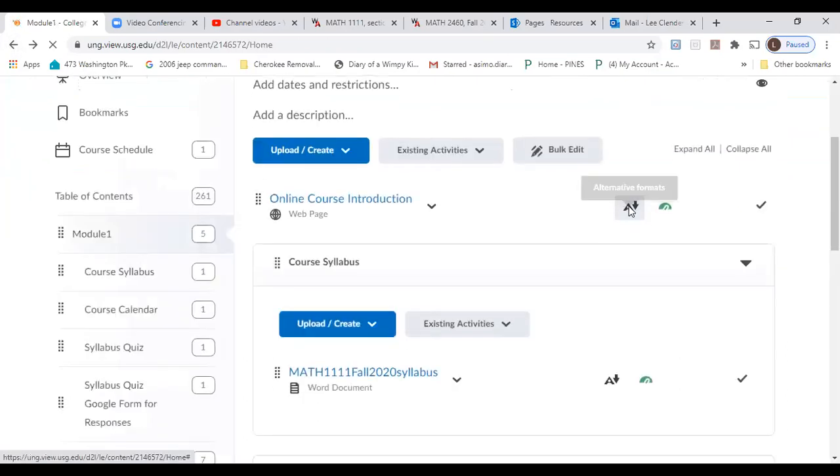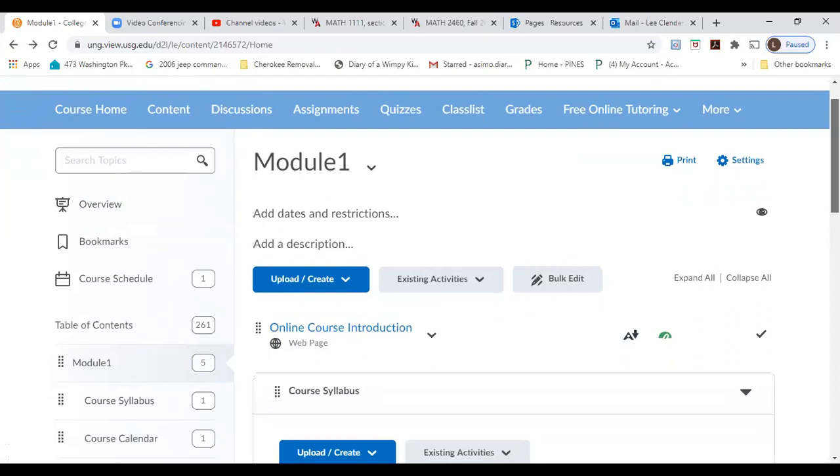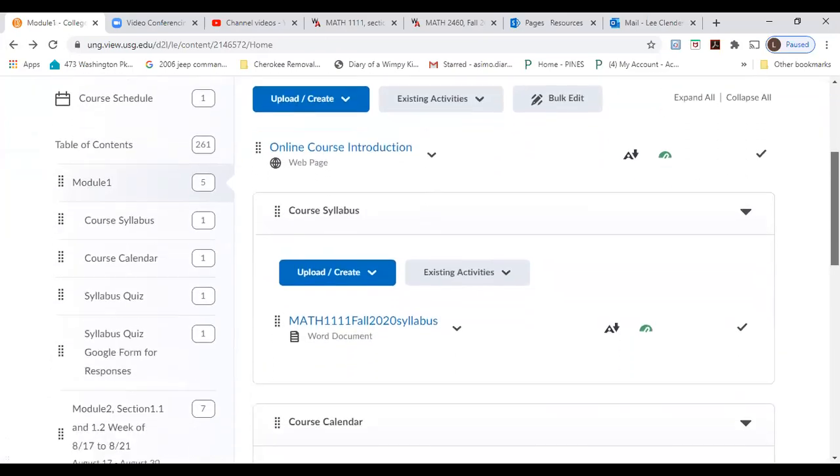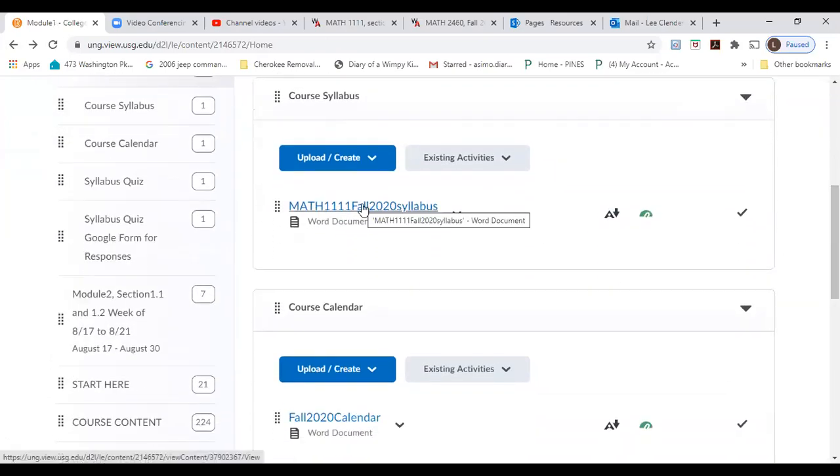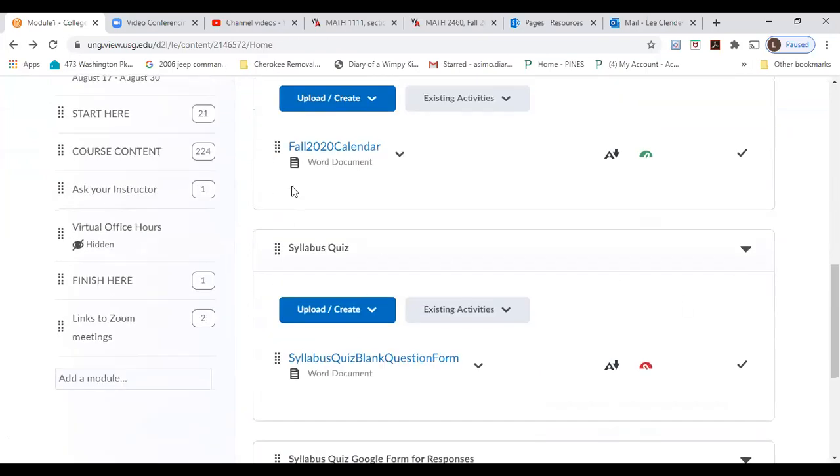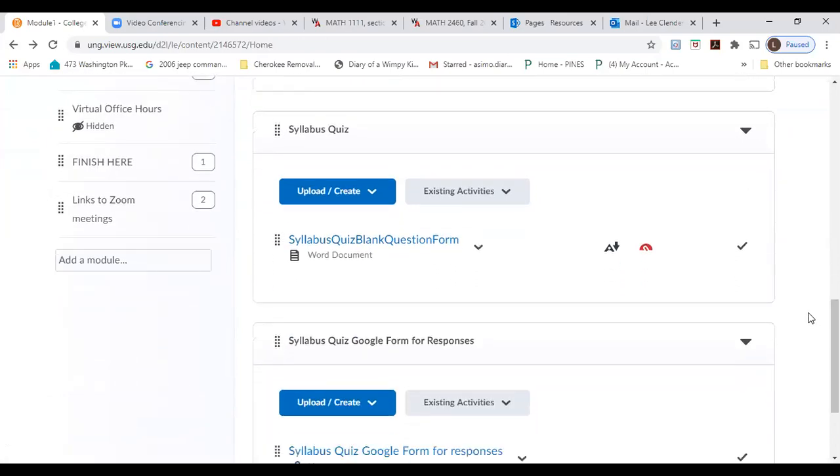But you're free to view it. It was not very long. I think it was like 7 minutes. All right. Then further down, there's a course, the same syllabus I just went over, same calendar I just went over. And then the attendance requirement for this semester is this syllabus quiz blank question form.